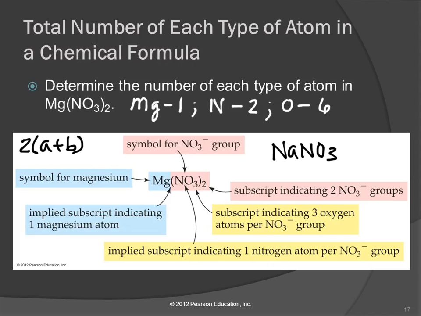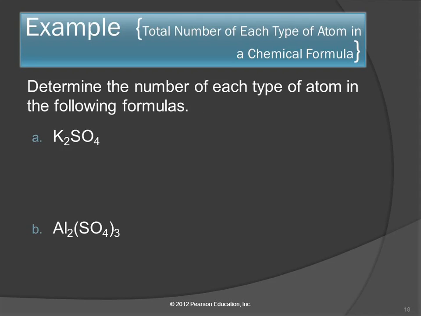It's a very important concept that sometimes I always have 1 or 2 students that just kind of slip through the cracks on that one. So don't be one of those people. So another example. Determine the number of each type of atom in the following formulas. So we need to be able to do this before we can do things that are coming.